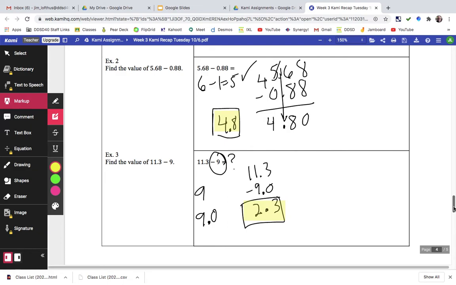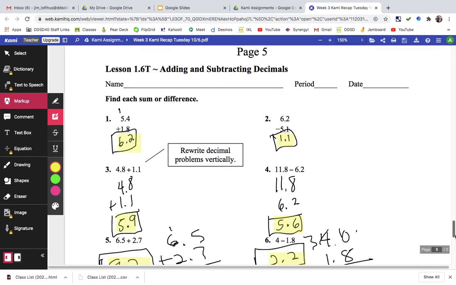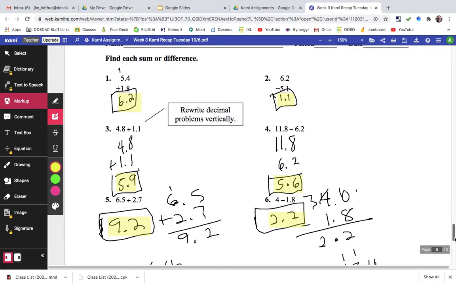And example number 3 is one where we had to turn a whole number into a decimal by putting 9.0. 9 is the same as 9 and nothing. I'm going to move down so we can see 1 through 6. There are the answers. Didn't have to fill in any zeros on this or turn any, well, we did on number 6, we did have to turn 4 into 4.0.